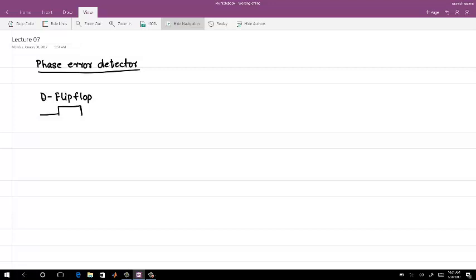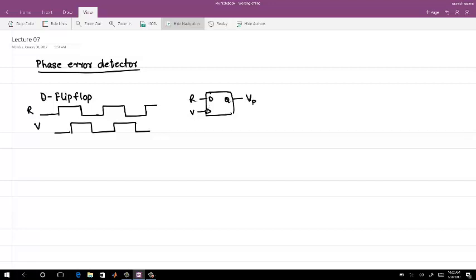Let me just say if this is your signal R and this one is signal V, or let me just put V here and R here, and this is output Q. I'm calling this VPD.